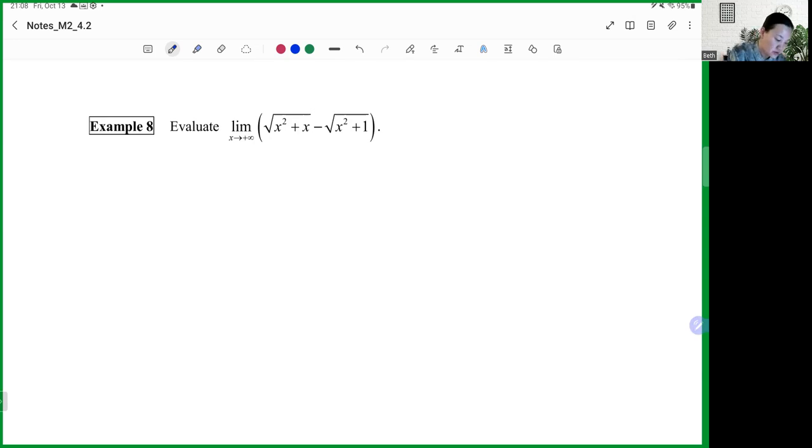Now, in this function, you can see that when x tends to infinity, the square root x squared plus x also tends to infinity. And in this function, square root x squared plus 1 also tends to infinity. Like I mentioned in the first lesson, we mustn't treat infinity as a number, so this kind of substitution is not allowed. For example, I get infinity minus infinity equals 0. This is just wrong. The answer is wrong as well.